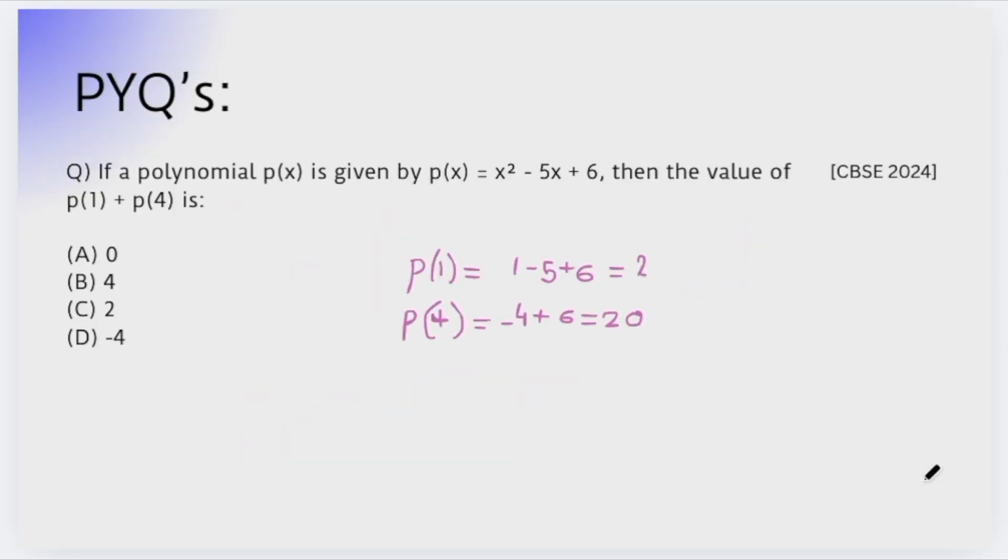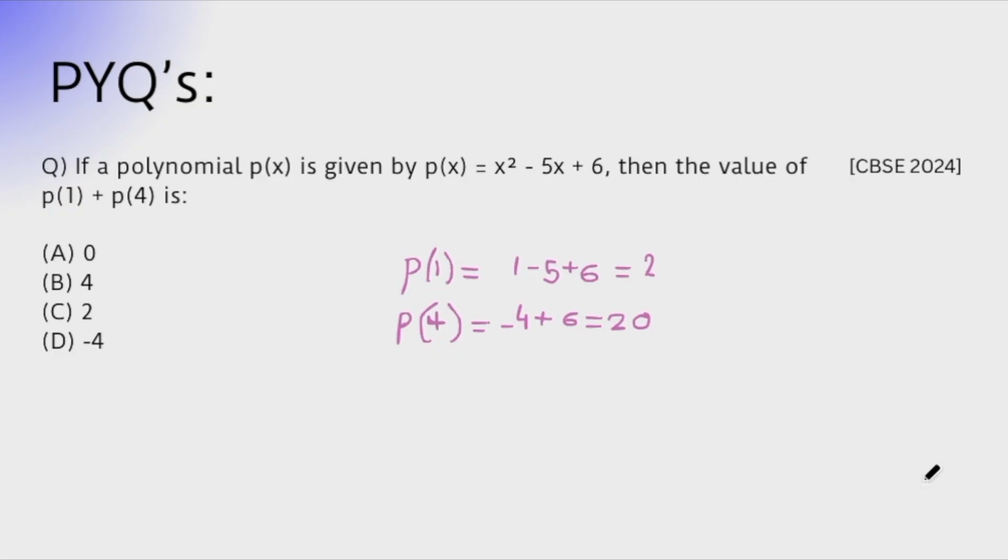Coming to another PYQ which was asked in the CBSE 2024: if a polynomial p of x is equal to x square minus 5x plus 6, then the value of p of 1 plus p of 4 would be. So what I've done is I've already solved p of 1 and p of 4. Basically when they tell p of 1, you equate it to x. So x is equal to 1 here. So you put, instead of x, you put 1 here and solve it. Supposedly they give p of 4, so you put 4 instead of x. And once you solve it, you get these both numbers and they have asked us the addition.